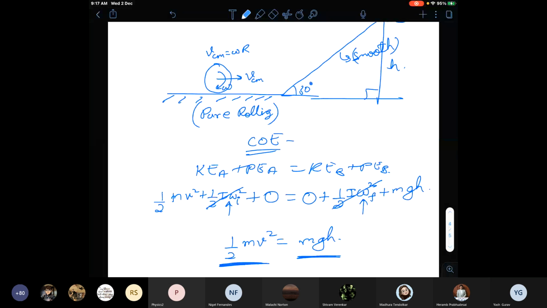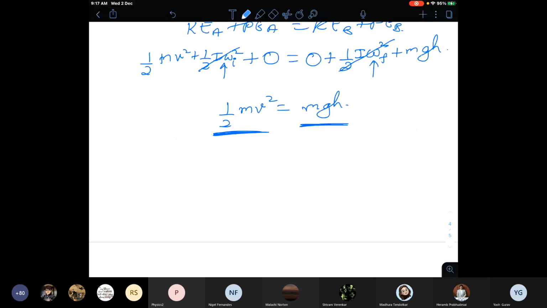I told you there were 2 cases. One was pure rolling on inclined surface, the other was pure rolling on horizontal surface. So let's see. That is pure rolling on horizontal surface. Second case is pure rolling on horizontal surface.